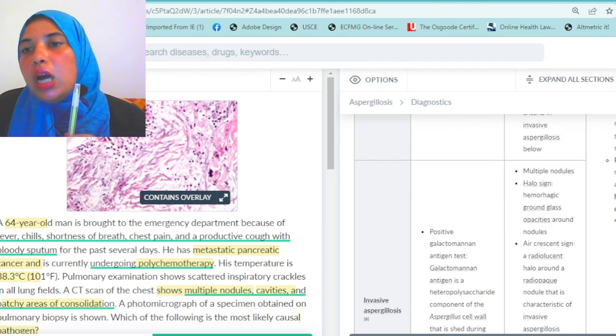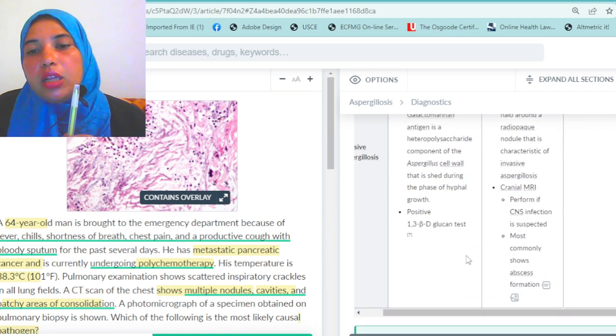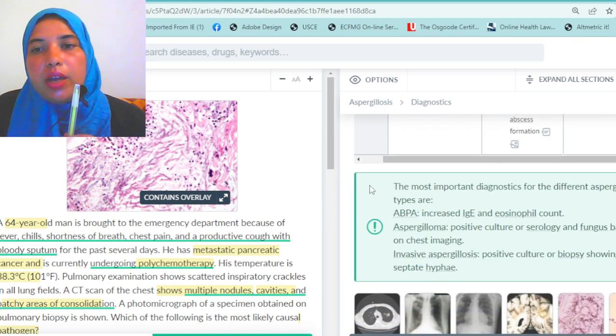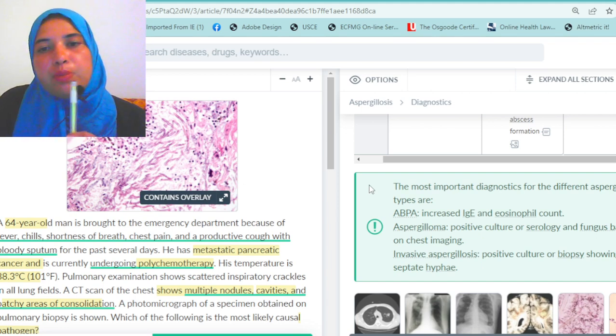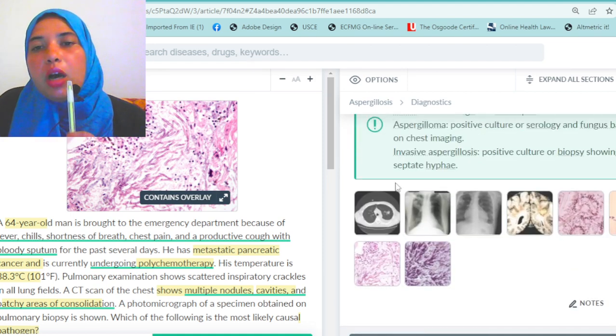It's bolded. The findings that you're going to see, that's super important, are septate hyphae branching dichotomously at 45-degree angles. These are really important facts. Again, they'll give you another pearl here. The most important diagnostics for the different aspergillosis types are the IgE and eosinophil count for ABPA. For your aspergilloma, you want to look for a positive culture and a fungus ball seen on the chest x-ray, etc.